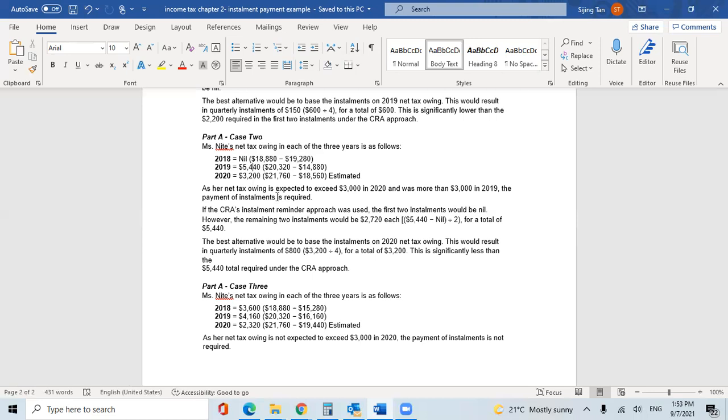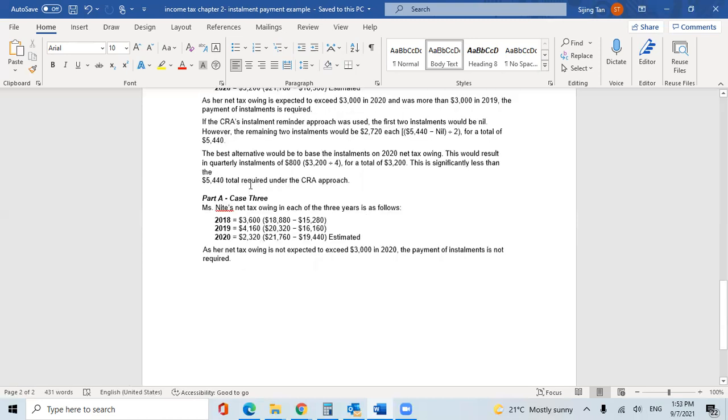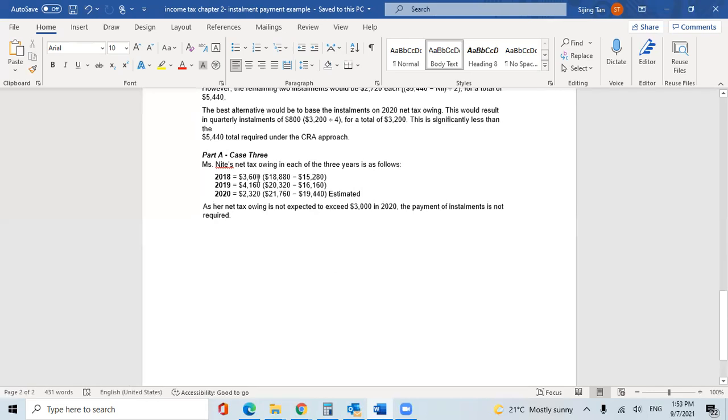Okay. For part A, case number 3, we do the same thing. We first need to calculate the net tax owing. We use our withholding.